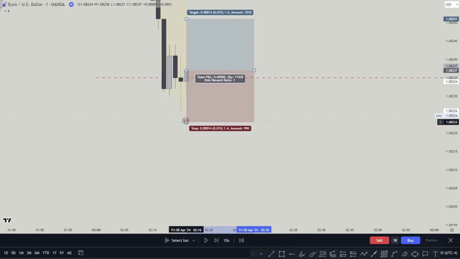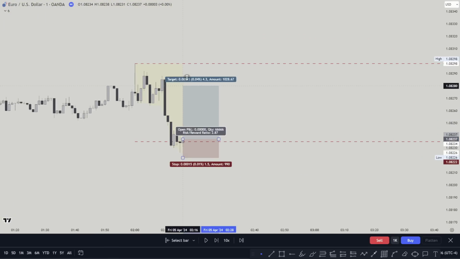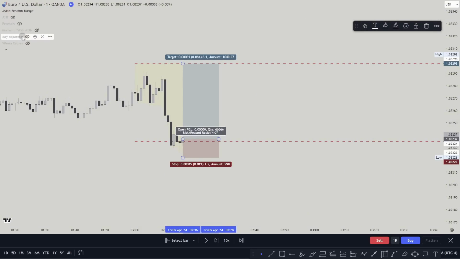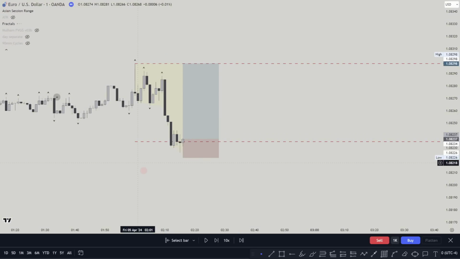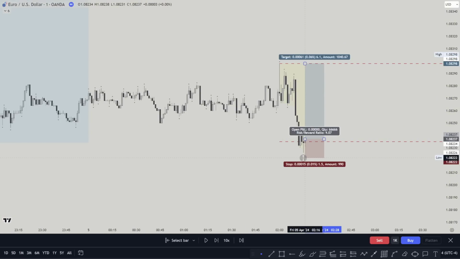Entry here, stop loss. You see this low here, a little bit below it, so something like this. Then targeting the next fractal high. Now, if I enable my fractal indicator, right? This is the fractal indicator. On the 15 minutes, this is going to be the fractal high. This is your entry right here.